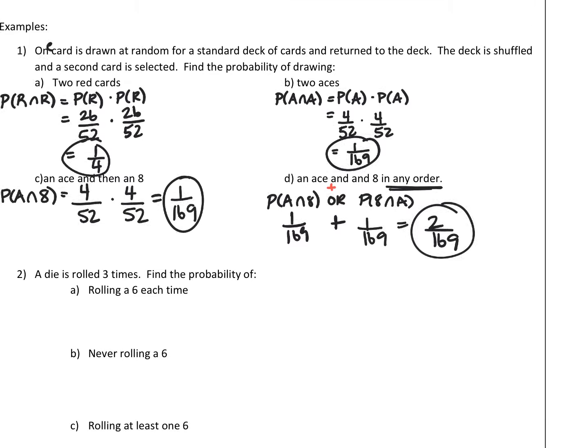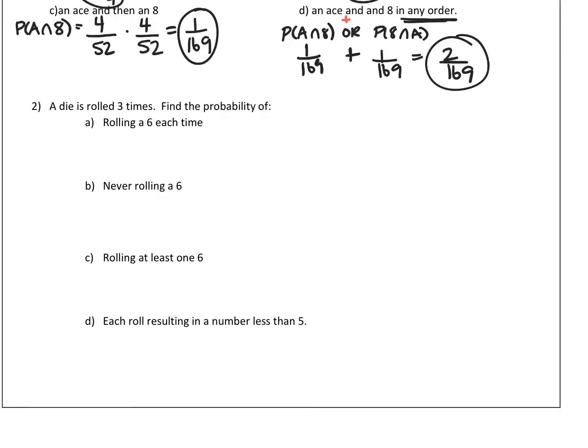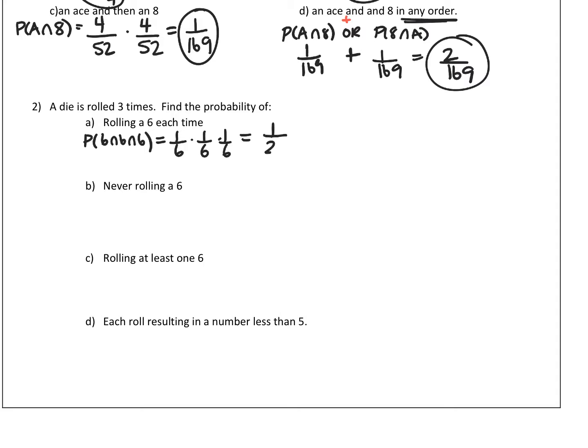Let's take a look at number 2. It says we're rolling a die 3 times. Find the probability of rolling a 6 each time. So basically I want to get a 6 and then a 6 and then a 6. These are independent. What I roll the first time has no effect on the second time, and so on. So this will be 1/6 times 1/6 times 1/6, which is equal to 1 out of 216.